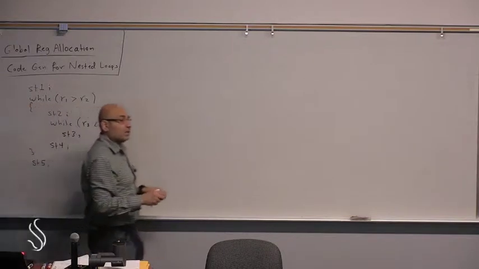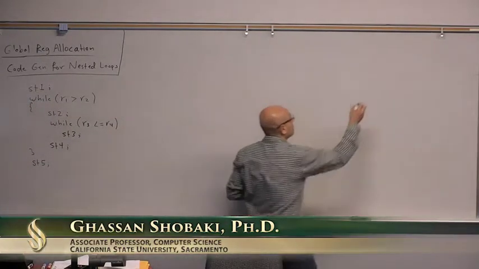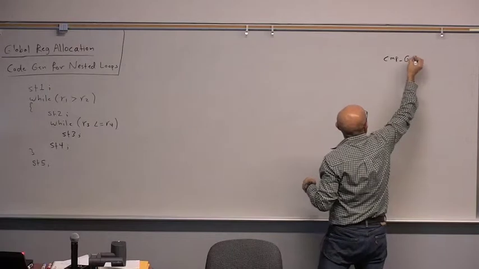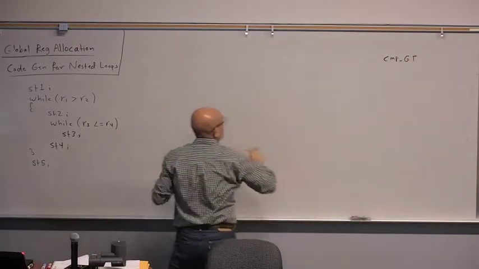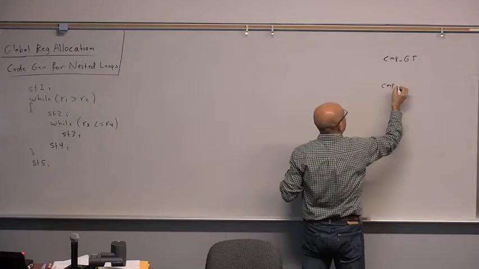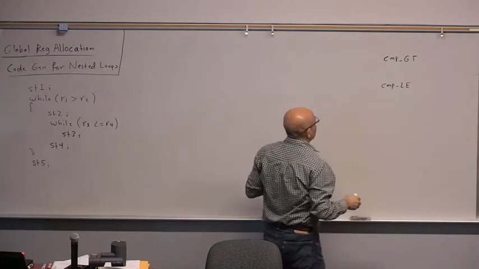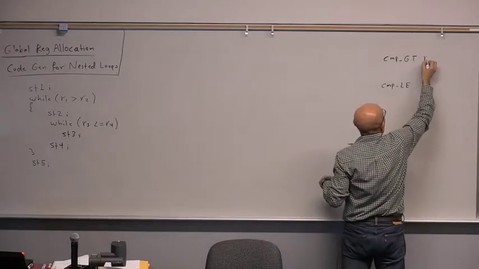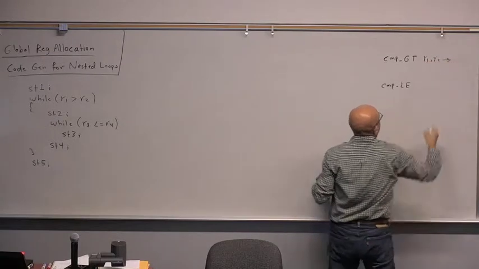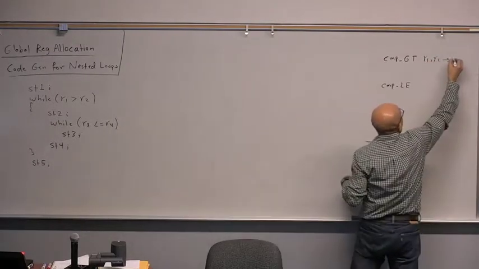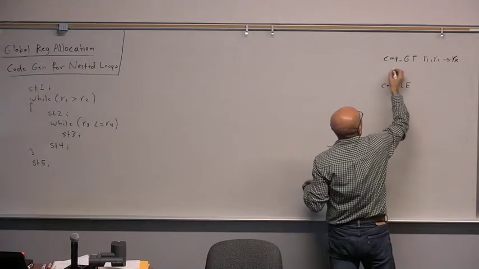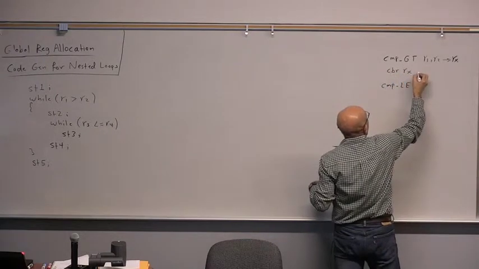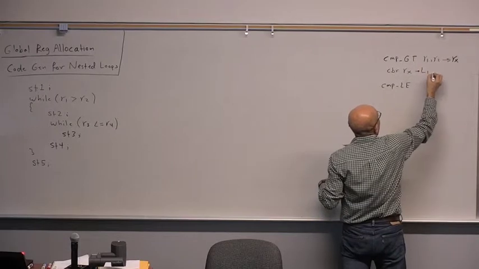Now, how can we generate code for this? Remember those instructions, the compare. So we need to use compare. Here, it's going to be compare greater than for the first loop. And for the other loop, we're going to use compare less than or equal. And this compare is going to compare R1 and R2, and put the result into some register. Let's call it Rx. And then we're going to generate code: conditional branch based on Rx to L1 or L2.